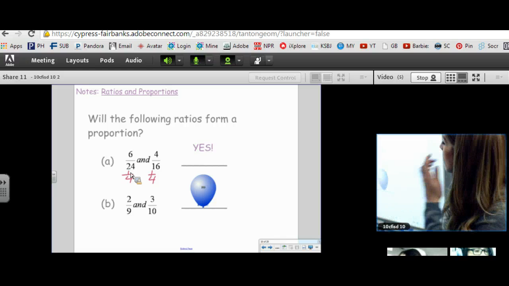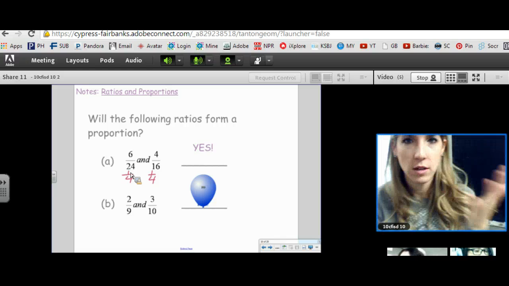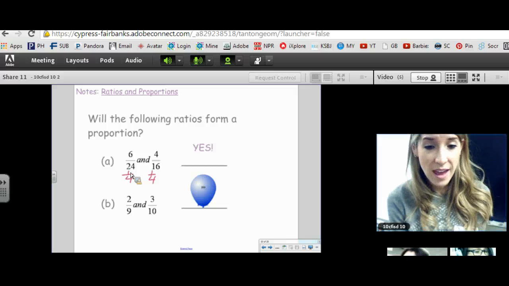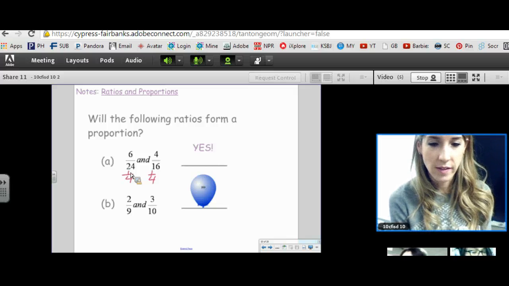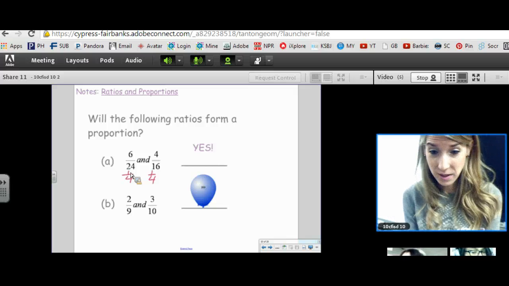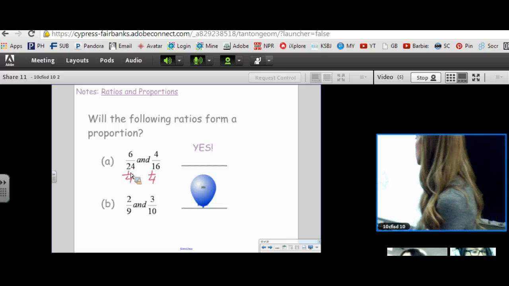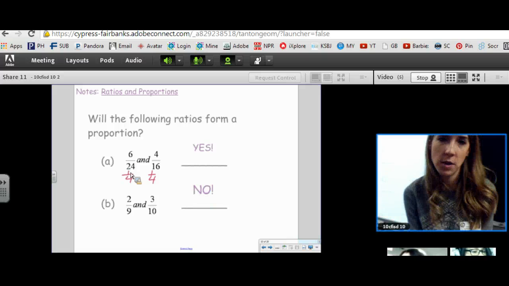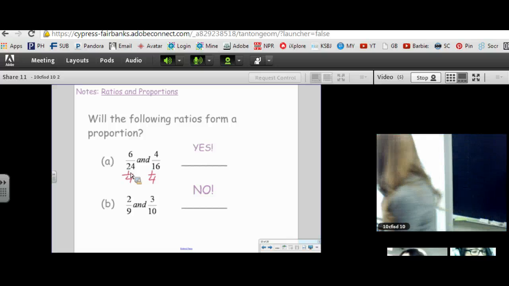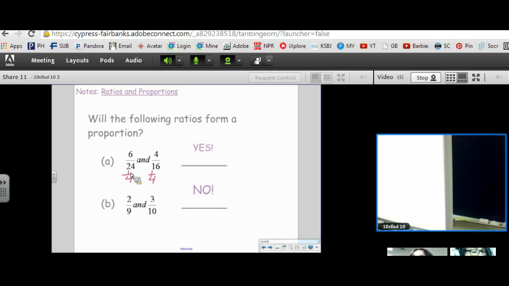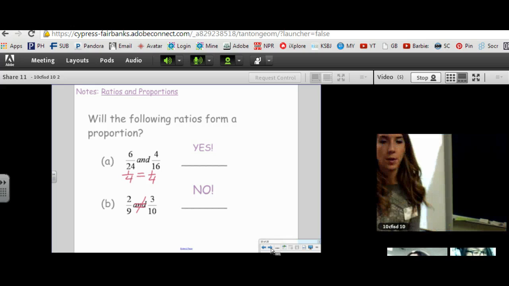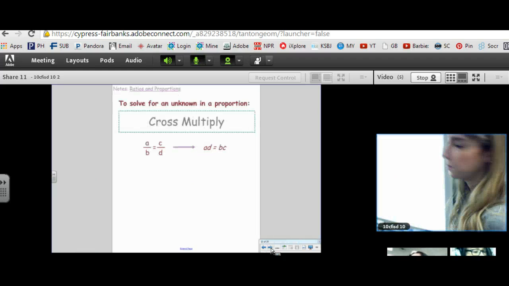Okay, what is 2 over 9 reduced to? Well, you can't reduce that one. 2/9 is 2/9. Same with 3/10. You cannot reduce it. And so, obviously, that would not form a proportion because they are not equal. So, when you get that they're equal, the answer is yes. And when you get that they're not equal, the answer is no. That's easy. Equal is yes, and not equal is no.